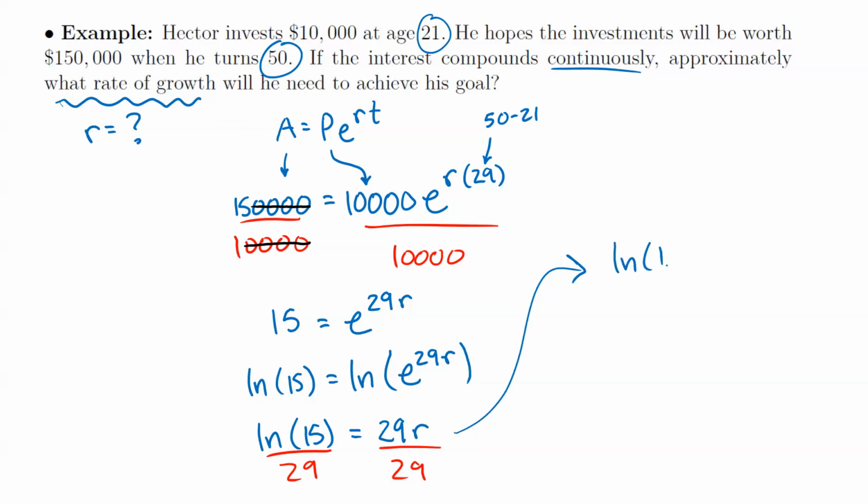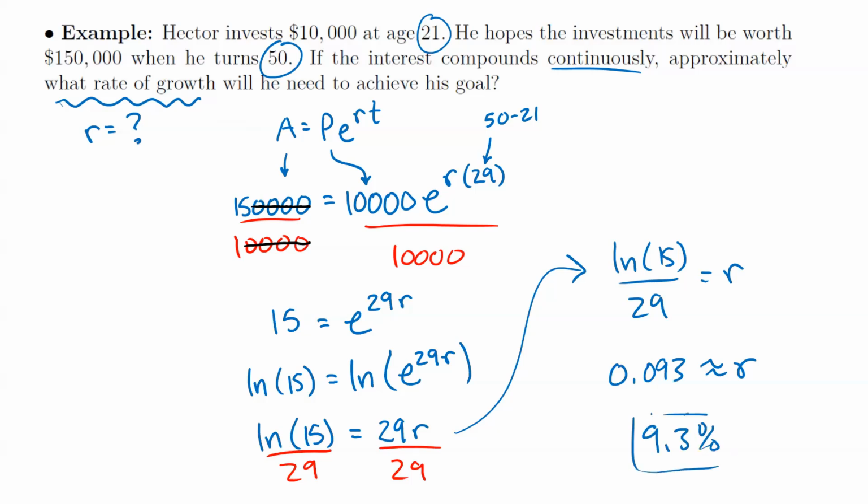So that gives me approximately 0.093. So 9.3% would be the growth rate you need, which would be a really good growth rate. It would be quite a good one for sure, but also not so far out of the realm of possibility that it's completely impossible. So you can see that by planning ahead, Hector can do pretty well for himself over that 29-year span.